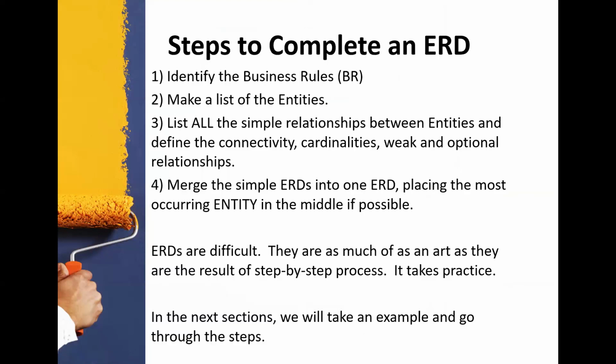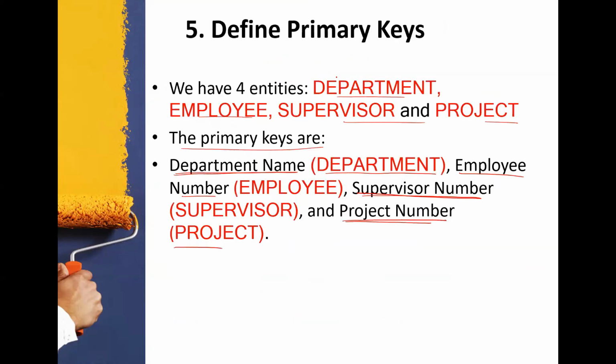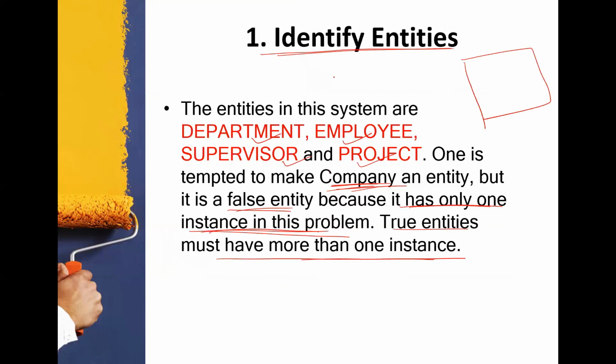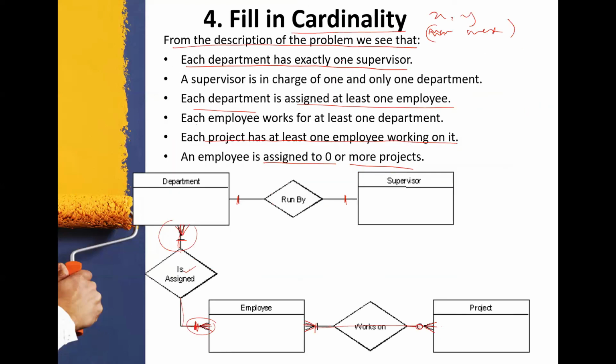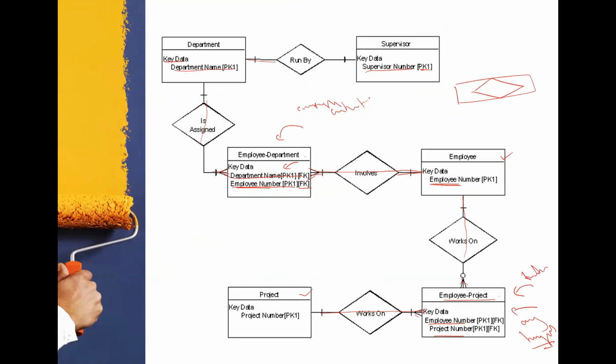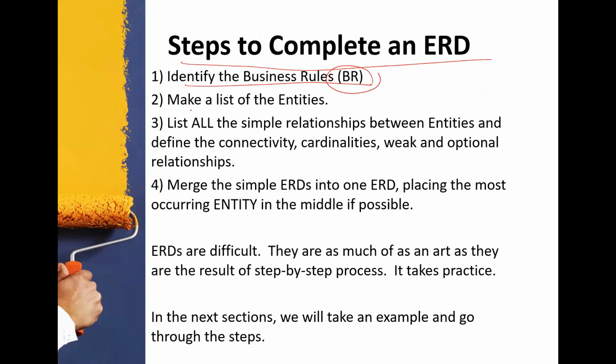Okay. So ini adalah steps to complete an ERD. First, identify the business rule, BR. Yang tadi tu lah. Ya, ni semua kita kenal dia sebagai business rule. Okay, BR dia. Okay. So make a list of entities. Step ketiga, list all the simple relationships between entities. Define the connectivity, cardinality, weak and optional relationship kalau ada. Merge the simple ERDs into one ERD, placing the most occurring entity in the middle if possible.